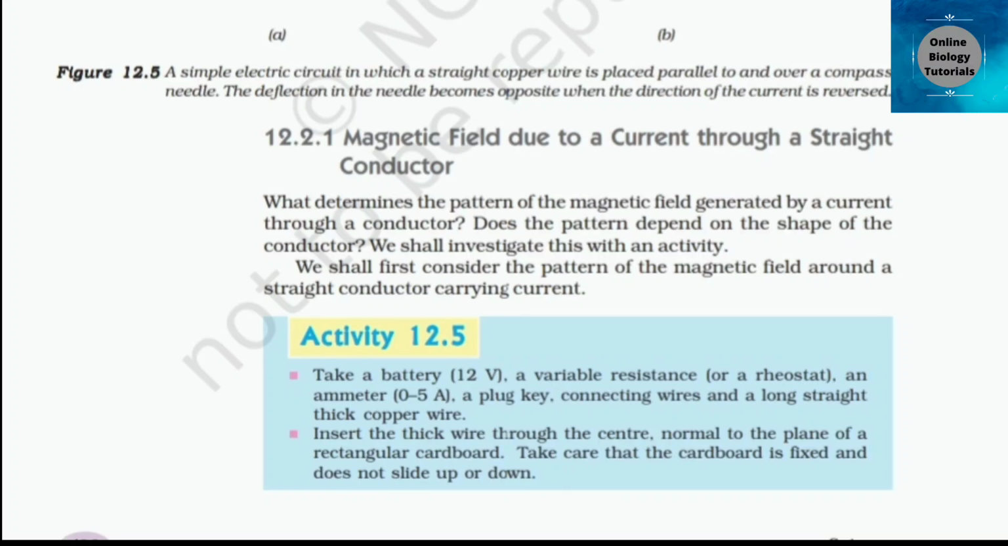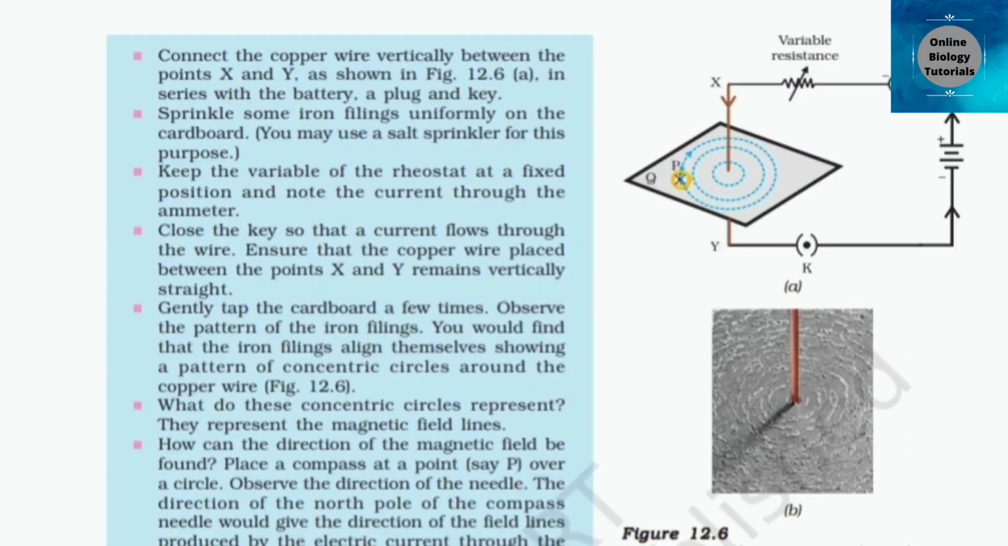Activity 12.5. Take a 12 V battery, a variable resistance or a rheostat, an ammeter 0 to 5 A, a plug key, connecting wires and a long straight thick copper wire. Insert the thick wire through the center, normal to the plane of a rectangular cardboard. Take care that the cardboard is fixed and does not slide up or down. Connect the copper wire vertically between the points X and Y, as shown in Figure 12.6a, in series with the battery, a plug and key.